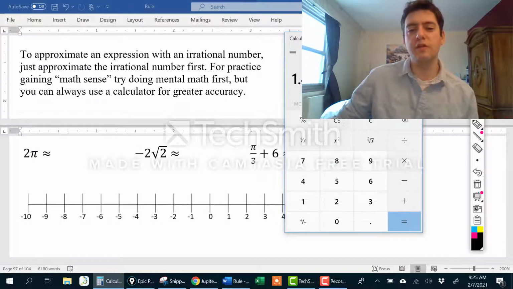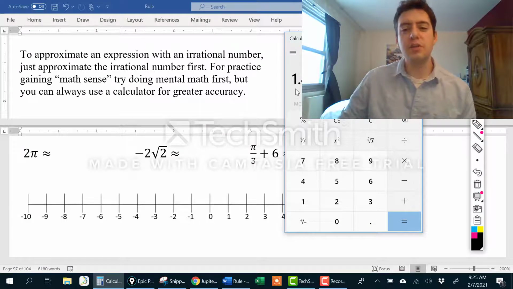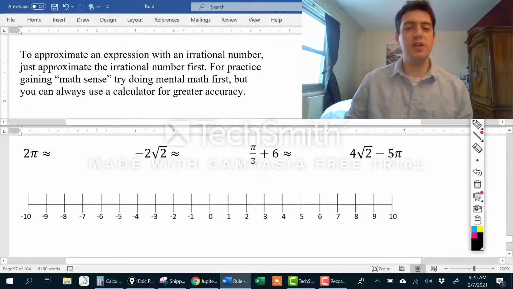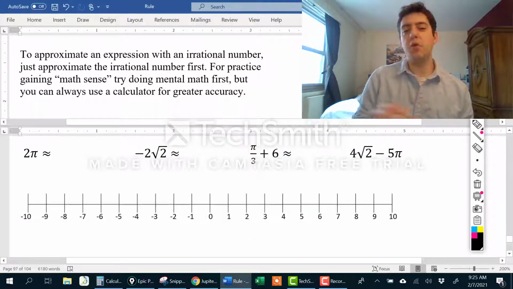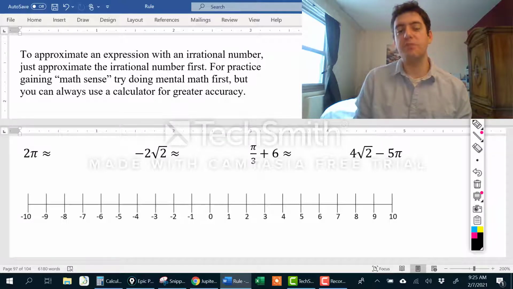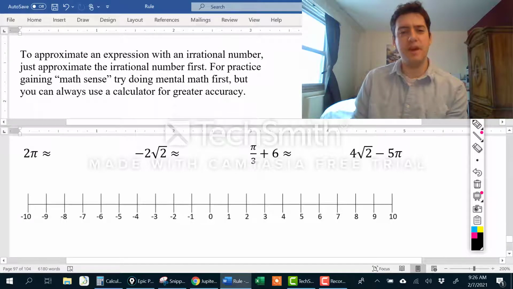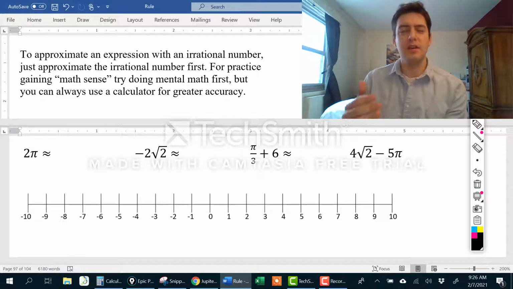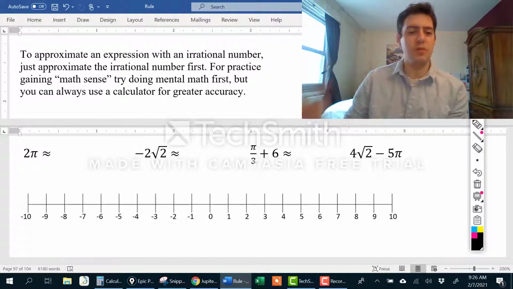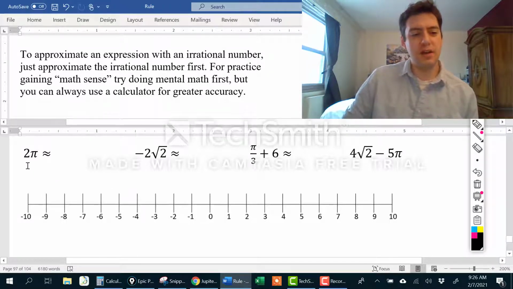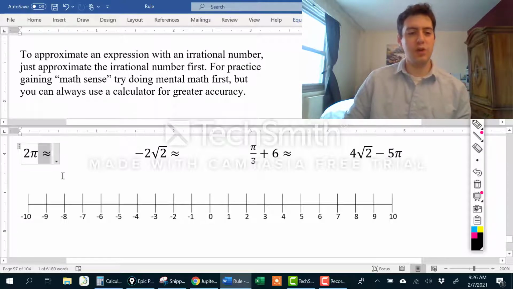Okay, 1.414213 and so on. So it's approximately equal to 1.4. But if you're doing quick mental math, you could even say that 1.5 is a reasonable approximation. Remember, we don't have to be exactly right. So you could even say 1.5 is a reasonable approximation for the square root of 2. Just for the purposes of doing some mental math, 1.5 is usually easier to work with in your head than 1.4. So let's take a look at this first example here. 2 pi is approximately equal to what?